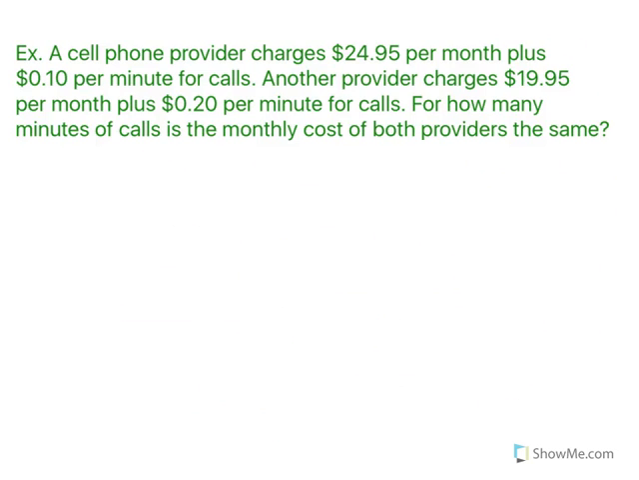All right, so my last example deals with a story problem. It says a cell phone provider charges $24.95 per month plus 10 cents a minute for calls. Another provider charges $19.95 per month plus 20 cents a minute for calls. For how many minutes of calls is the monthly cost of both providers the same? Okay, so let's underline some important things. $24.95 per month plus an additional 10 cents a minute. And then we have $19.95 per month plus an additional 20 cents per minute.